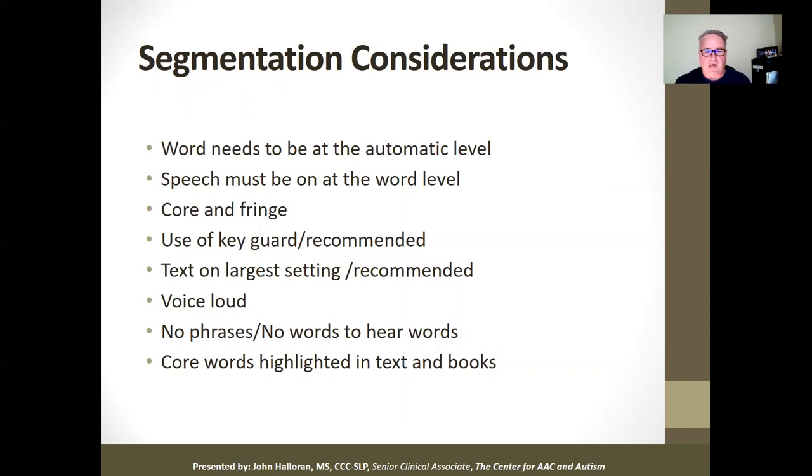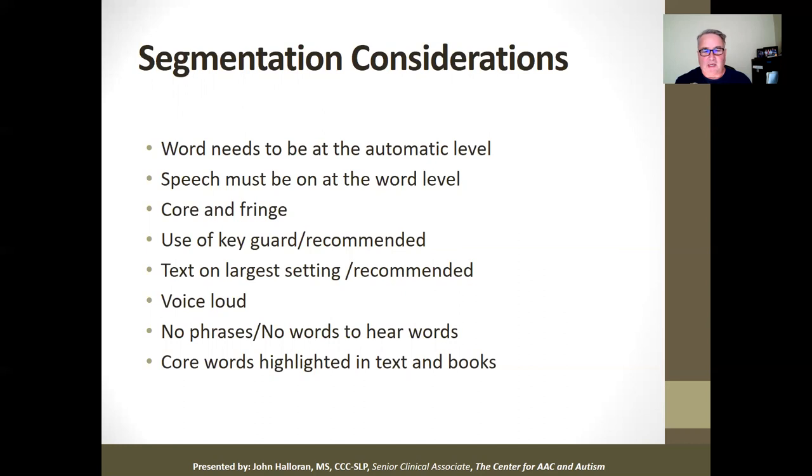And again, if you're a very high level user who speaks in sentences and you choose to turn your speech off, that's because you already have segmentation of speech. You already have that language at that level. But for most individuals who are learning language, they need to hear the word at the word level. Think of it this way: if my mouth moved a whole bunch and then out came the speech, then I wouldn't be segmenting at the word level. So speech must be on at the word level.